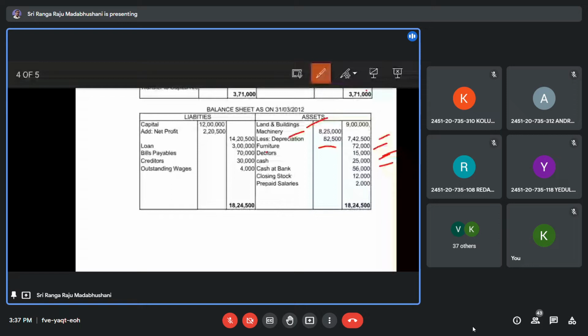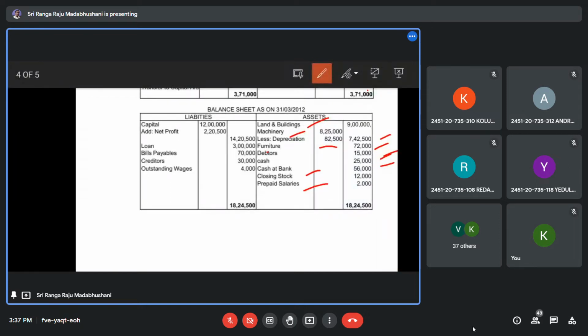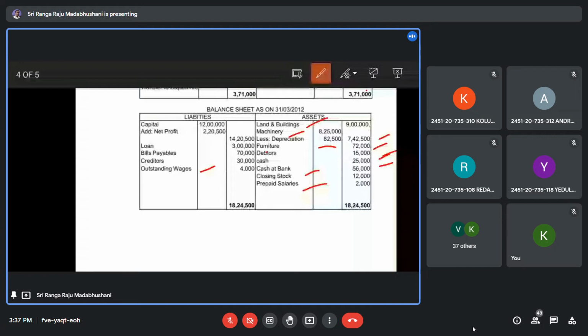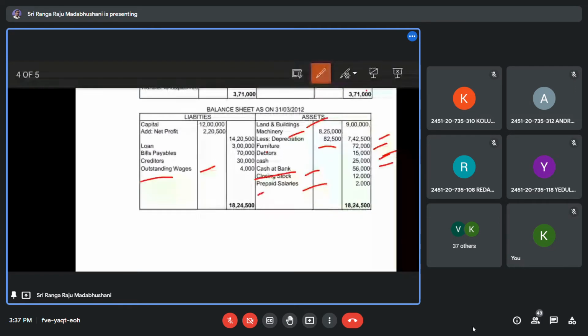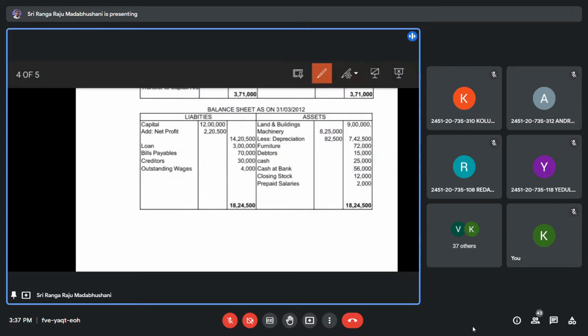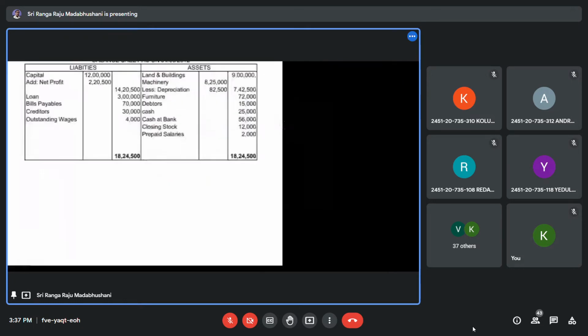Then from adjustments: closing stock, prepaid salaries, and outstanding salaries. So the adjustments are four, I think: outstanding wages, closing stock, prepaid salaries. The depreciation is subtracted from the concerned asset, that is machinery. So this is the final account. Hope it is clear.